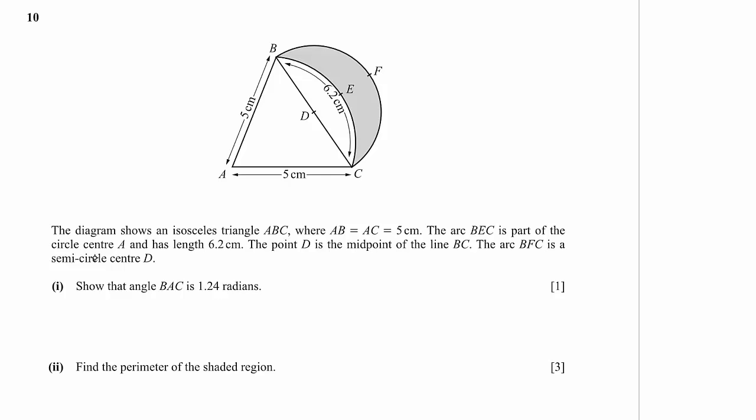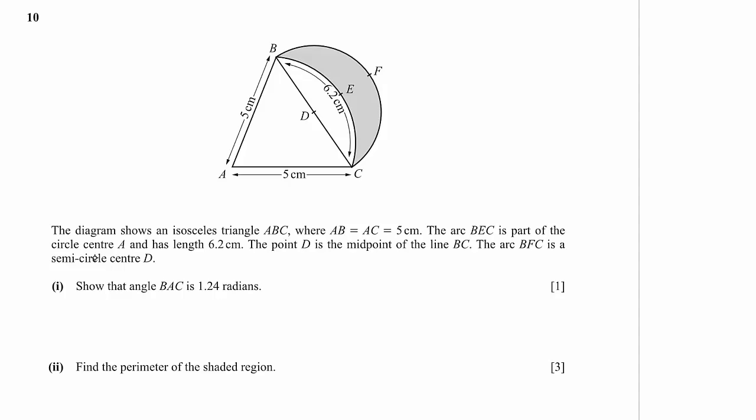The diagram shows an isosceles triangle ABC where AB is equal to AC equals 5. We can see that on the diagram. The arc BEC is part of the circle with its centre at A, and it's got a length of 6.2. So, in other words, this bit here is a sector.